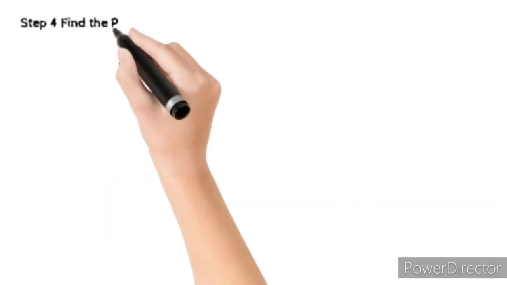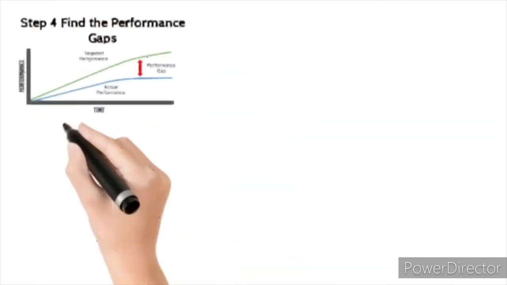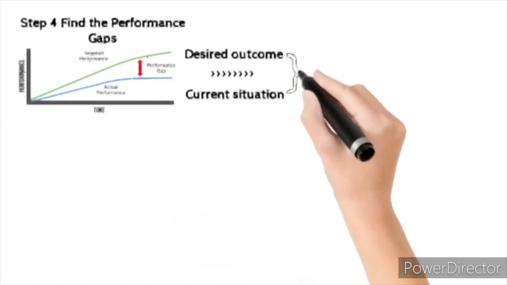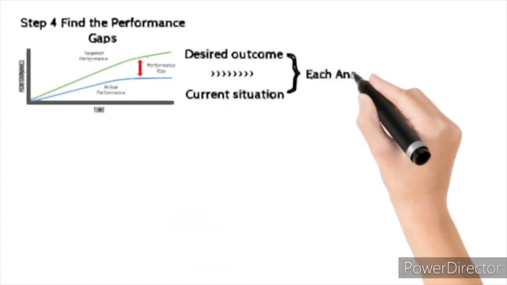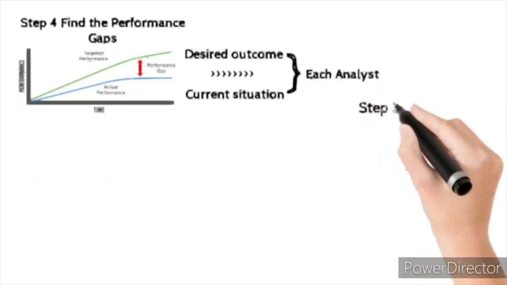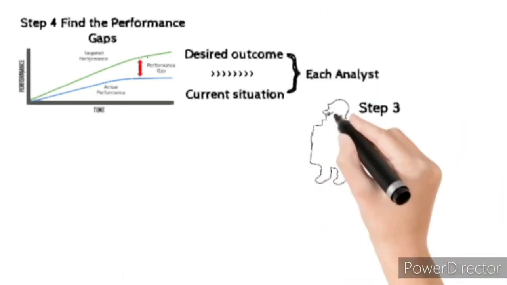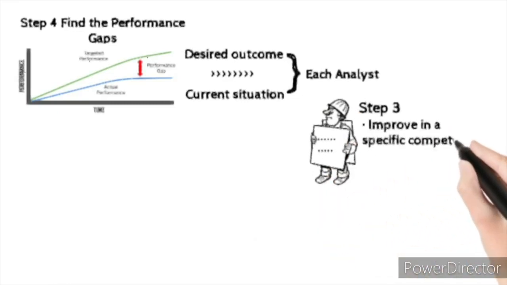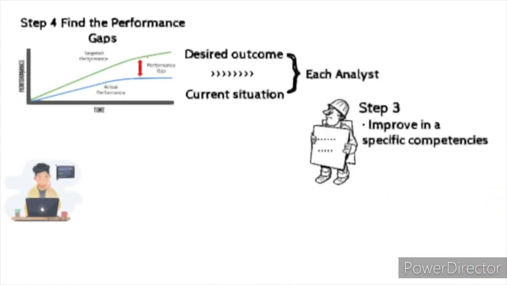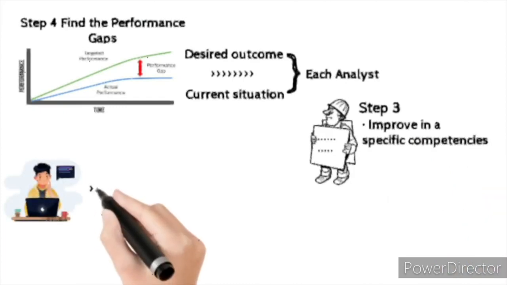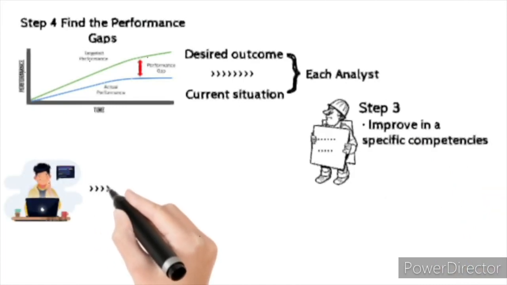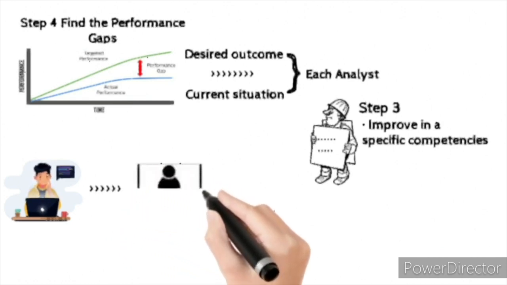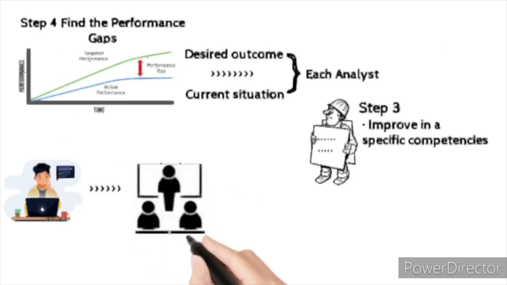The next step is find the performance gaps. This step assists to identify where the gaps are between the desired outcome and current situation of each analyst. As you have documented your findings in detail in step 3, it becomes easy to recognize how many employees need to improve in a specific competency. For example, if you have a batch of 4 analysts and during the TNA you observed 2 have issues with tone and 2 have issues with rate of speech, you can plan the training program and assignments accordingly.